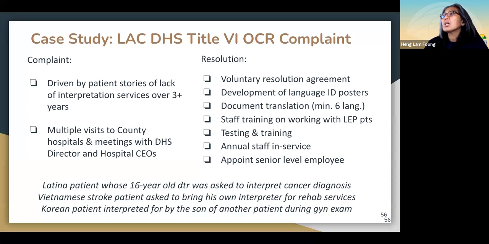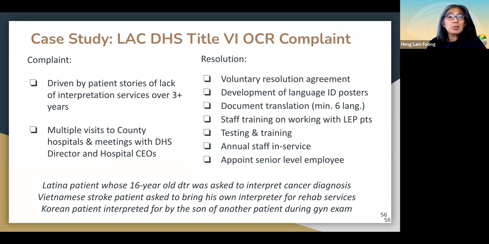So the resolution agreement was completed. This whole process took a year to negotiate because county counsel got involved. OCR was at the table. They would communicate with us. We needed to look at the language. So all county medical facilities have to post language ID posters. We helped with the development of that and looked at what the posters look like. Translation of documents required in a minimum of 6 languages.